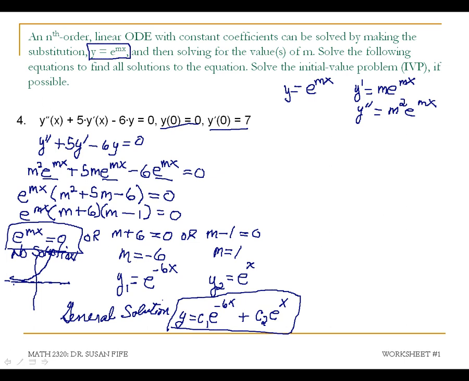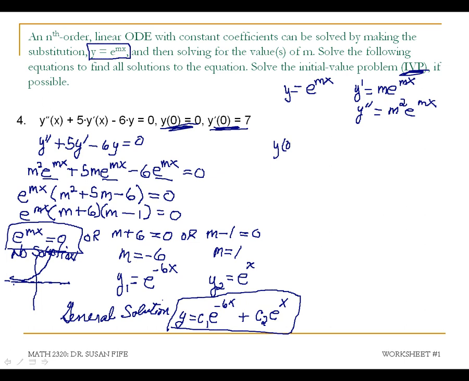Now, here we're given an initial value problem. And because we're given an initial value problem, we're given these initial values. We'll be able to take those and substitute them into the equation so that we can get the values for C1 and C2 that make this equation true. On my first initial value, y of 0 equals 0, I'm going to do that up here.